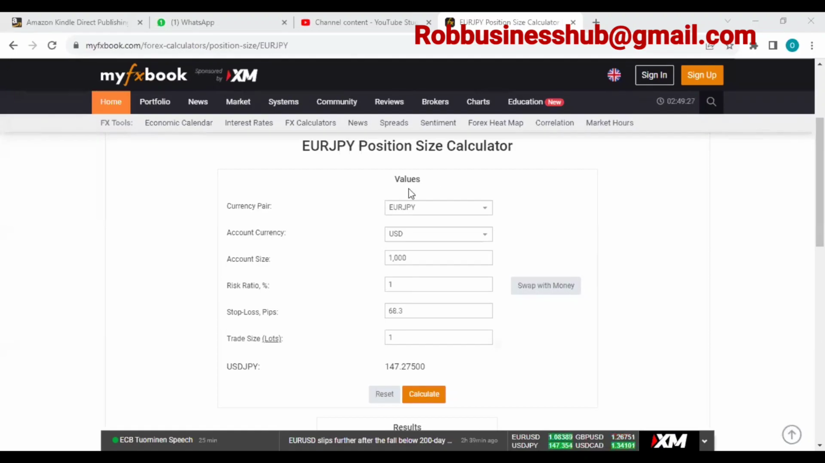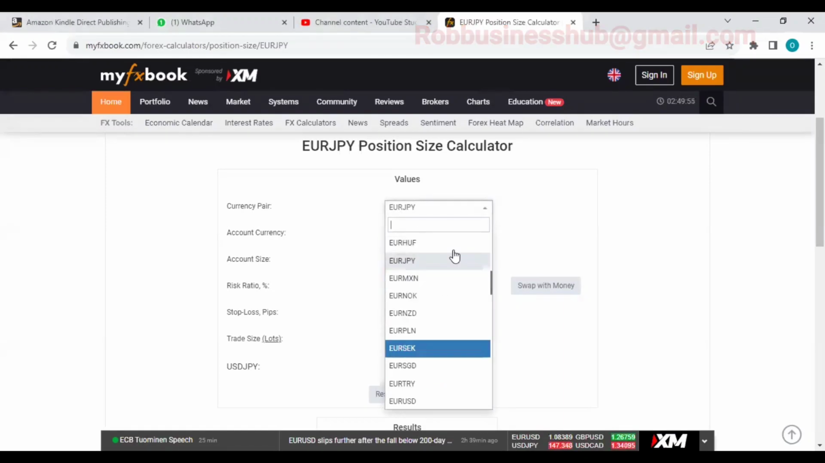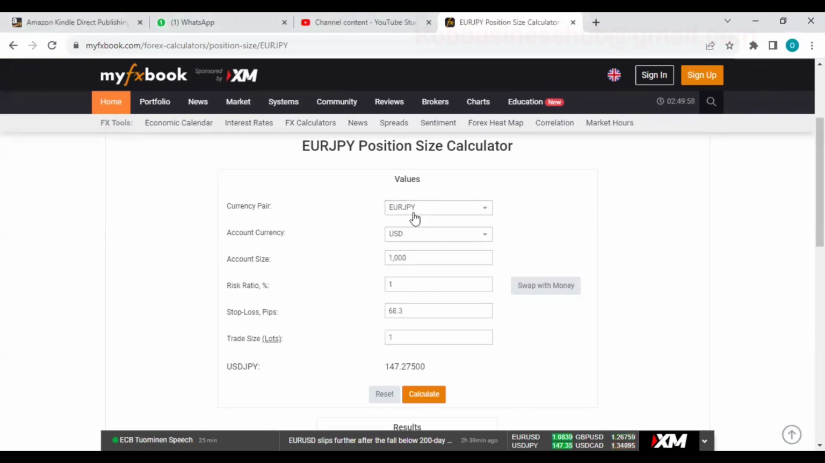Okay, we are now in myfxbook.com. You can just look at the URL, myfxbook.com/forex-calculator/position-size. Now, the first thing we're going to do is to select the currency pair that we are trading. In this case, we are trading EUR/JPY. There are a lot of pairs. You select the one that you are trading or that you want to trade at that particular time. That is this first column.